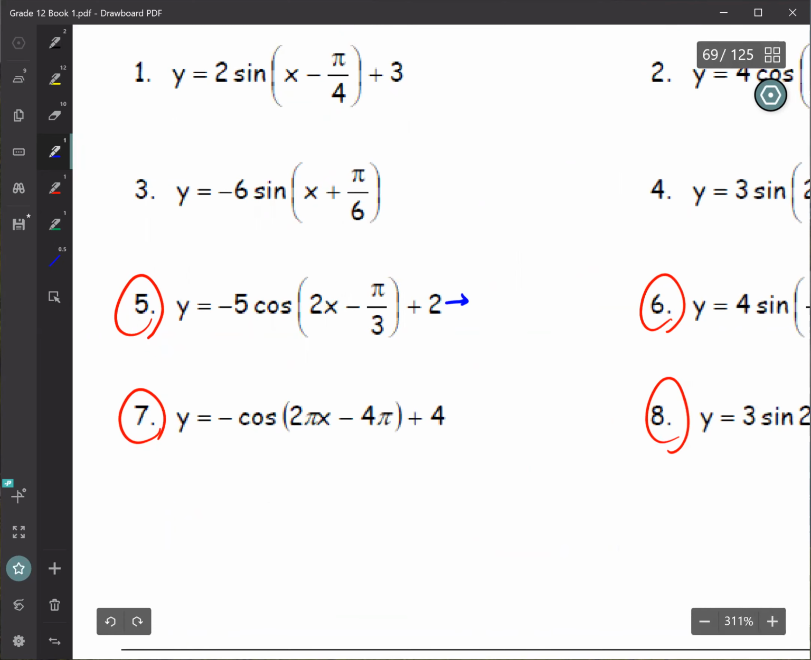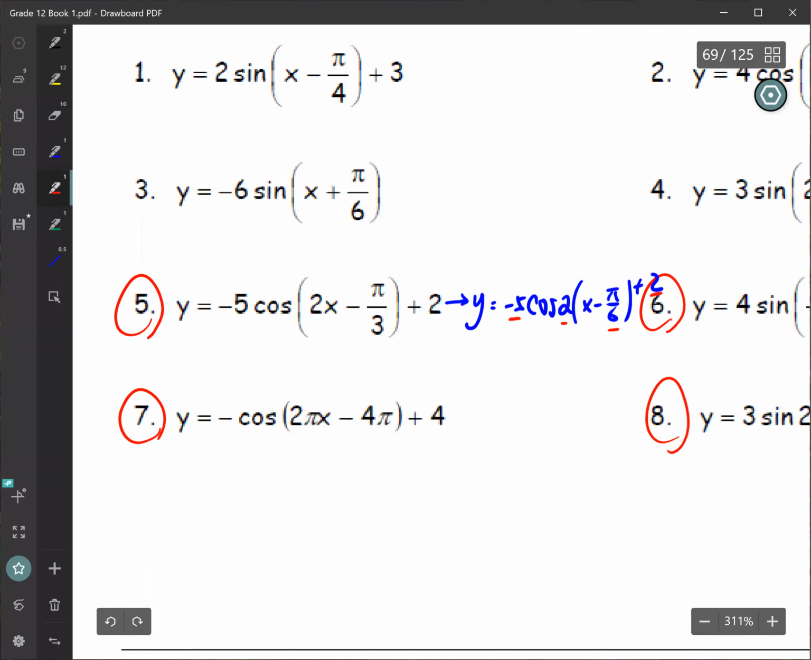Number 5, okay, so Kelly, can you tell us how to change it to ABCD? You take out the 2. Yeah, so negative 5 cosine 2, and then? It's x minus pi over 6. Yeah, and then plus the 2. Plus 2. Yeah, okay, so now you understand you need to take it out, ABCD over there.